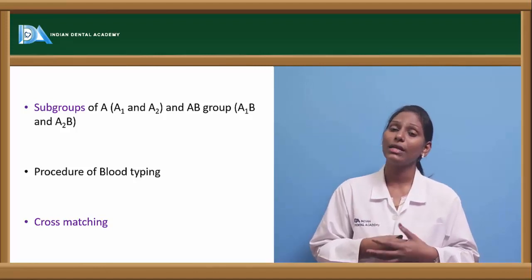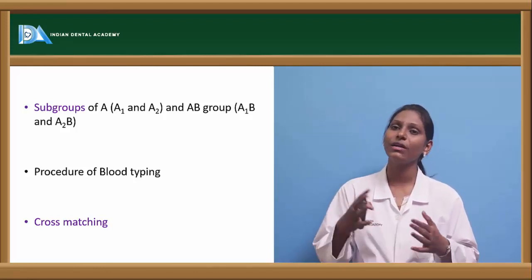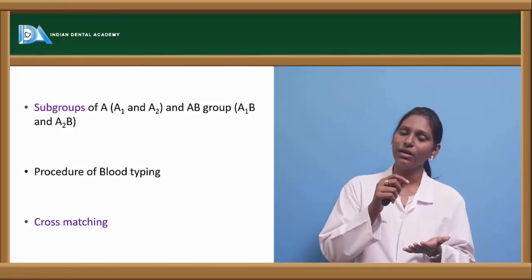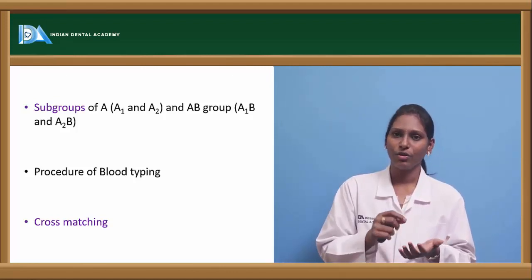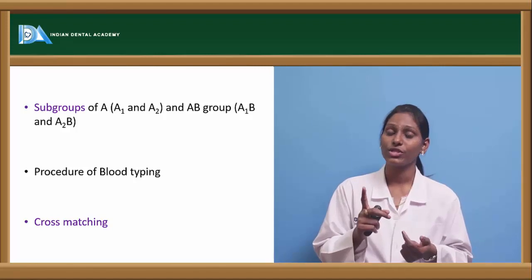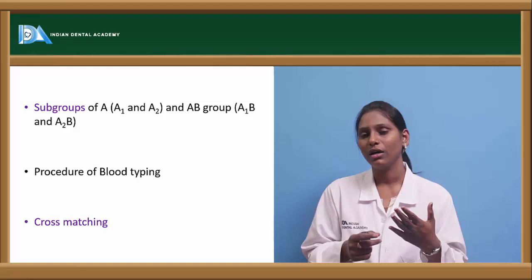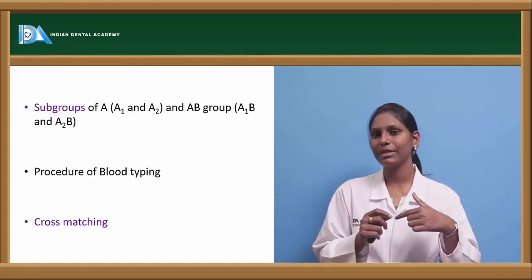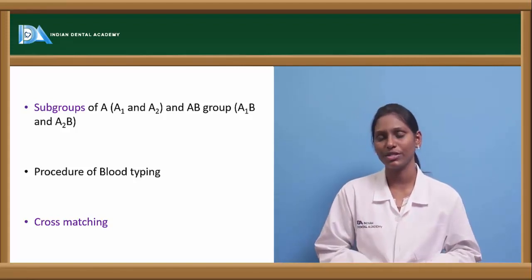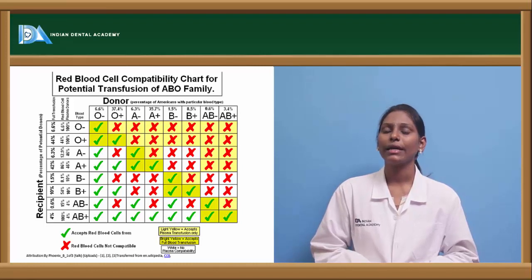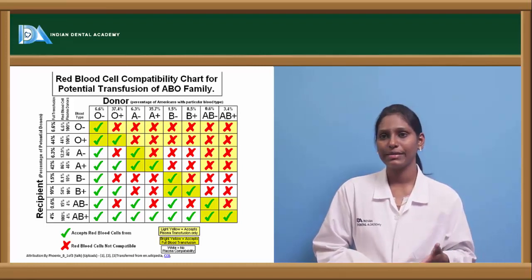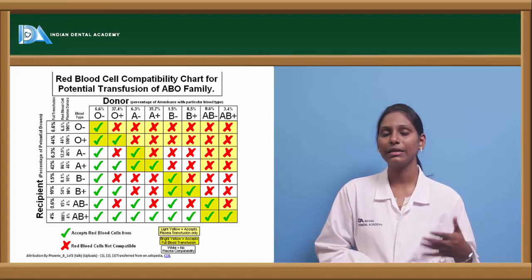And there is something called cross matching. Cross matching is where we are actually testing only the RBCs. You actually have to check your donor's blood, and you also have to check your recipient's blood, for doing this cross matching. And again, coming to red blood cell compatibility, as we have discussed in the previous slide.